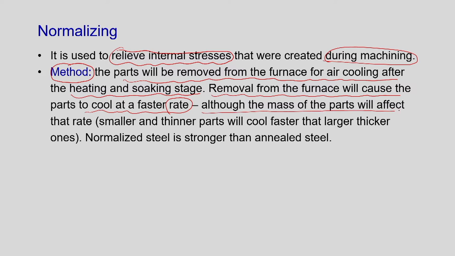Although the mass of the parts will affect that rate. Of course, the cooling rate is dependent upon the mass of that particular part or product. Smaller and thinner parts will cool faster than the larger or thicker ones. So that is very obvious. The thinner parts will cool down due to less mass associated with them. Normalized steel is stronger than annealed steel. So the hardness or the material properties of normalized steel are comparatively higher than those of annealed steel.